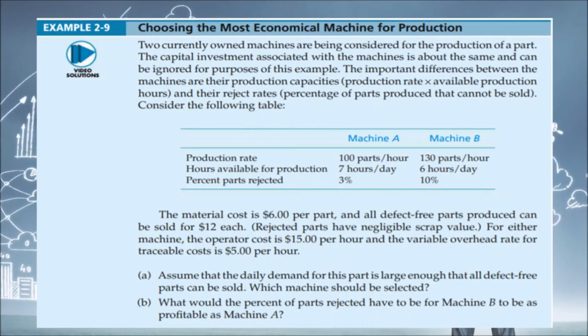For letter B, what would the percent of parts rejected have to be for machine B to be as profitable as machine A?